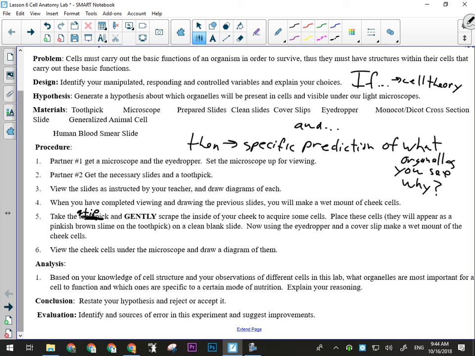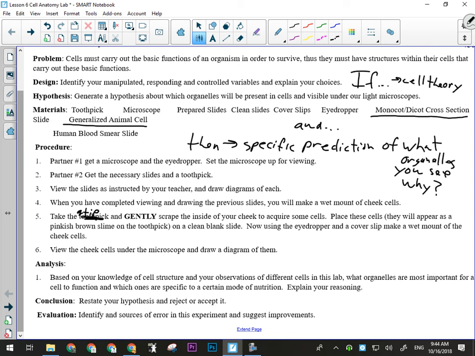So the order you should probably look at these in would be the monocot dicot cross section, that's the plant. Then you're going to look at the generalized animal cell. Then look at your cheek cell, and then if there's time, you can look at the human blood smear. Again, with the human blood smear, you're not going to do a lab diagram of that. It has no part in the analysis, so it's just for kicks, just to look at.